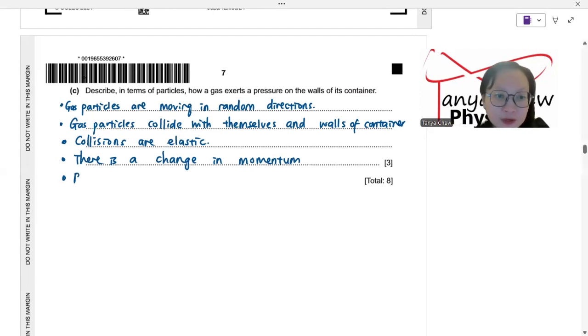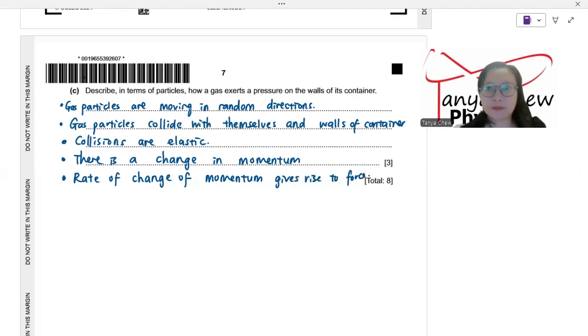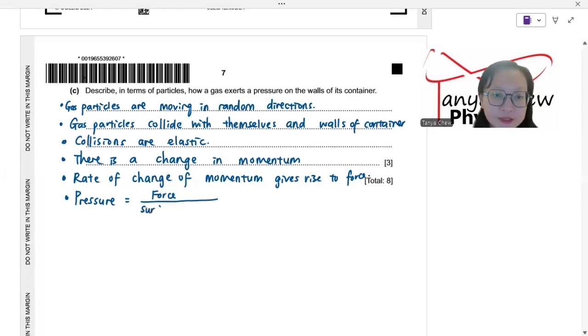So what to do with that? Rate of change of momentum gives rise to force. See that? This is Newton's second law. And then what to do? Force and pressure. So pressure equals force per surface area of container or the inner wall of the container. That's it.